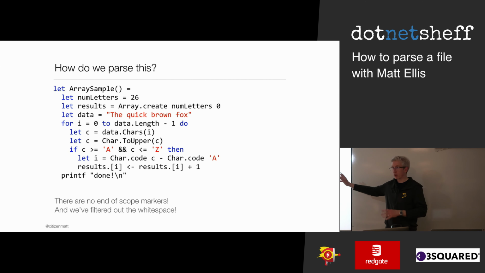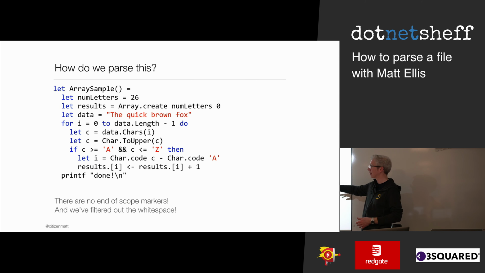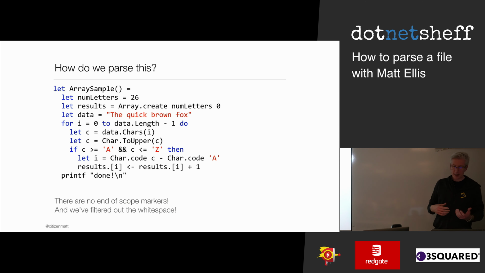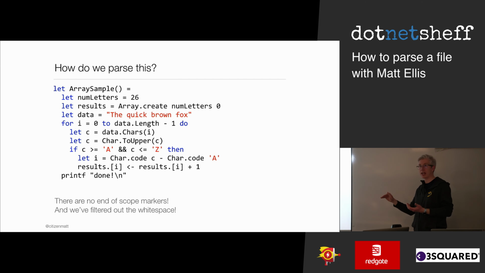F# again. Don't worry what it does, it's not important, but the key thing is you've got the for statement there. There's no indication of where the for statement ends other than by indents. The same with the if statement. So how do you deal with that? In C#, for example, that's fairly easy. You either parse one statement or you parse an open brace and go down to the closing brace. But there are no end of scope markers here, and we've also filtered out the white space, so how do we deal with that?